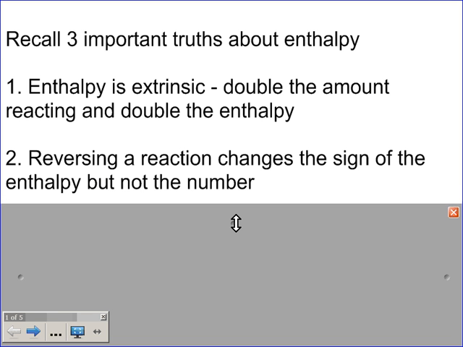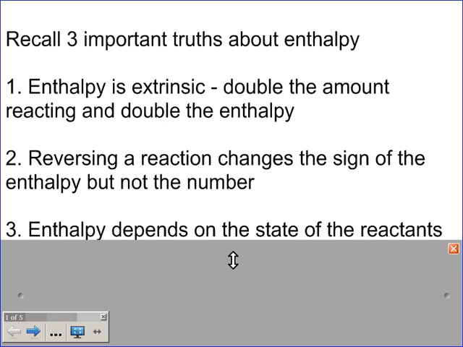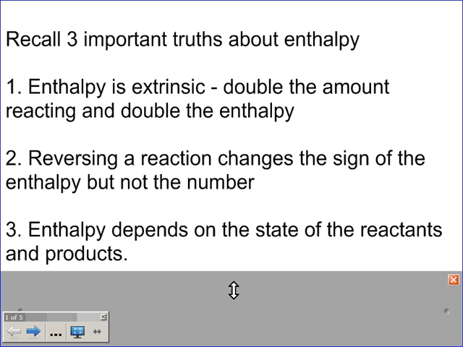Second was that reversing the reaction would change the sign, but not the number. So if I take that same reaction that is producing 80 kilojoules of energy and reverse it, it's now going to consume 80 kilojoules of energy. The amount stays the same, but the sign will change from positive to negative, or negative to positive. The last thing was that enthalpy depends on the state of the reactants and products. So we have to watch whether or not a chemical is in the liquid, solid, gas, or even aqueous phase.